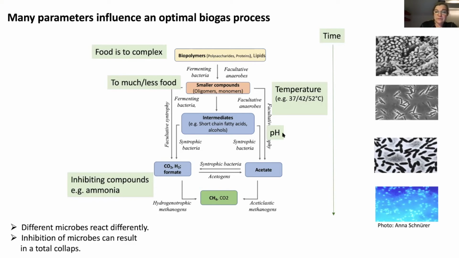You have a pH, which can affect a lot of microorganisms. A few like a neutral pH, others can take variations in the pH. Some can take an acidic pH, and others cannot at all. So you have to have a good balance here. And of course, you can have inhibiting components like ammonia, which can also disturb the process. That means different microbes react differently and have different demands. And when you have an inhibition or one of these parameters doesn't fit, you can have a total collapse of the whole process.